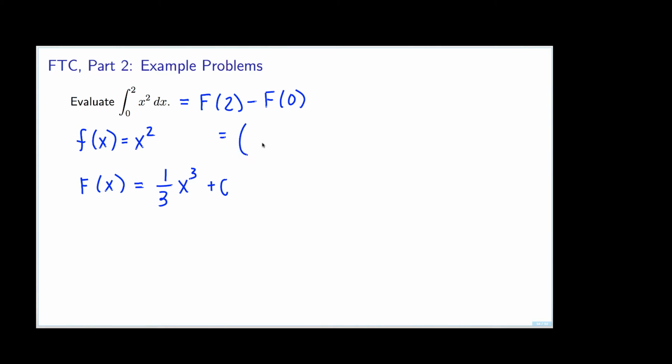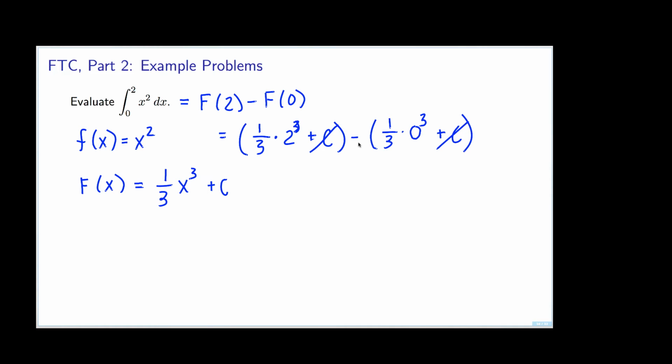So when we plug in x equals 2 to capital F, we're going to get 1 over 3 times 2 to the third power, plus c, and then minus 1 over 3 times, now we're plugging in our lower limit x equals 0, so 0 to the third power plus c. And so what you see here is that anytime you do one of these, you're always going to have a plus c and a minus c.